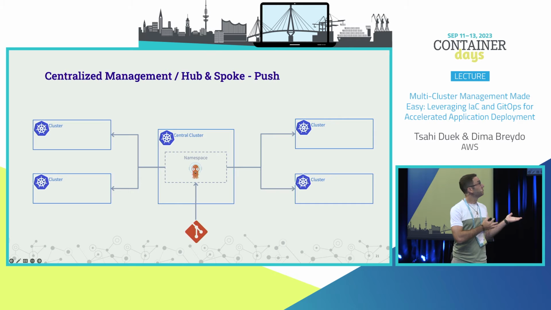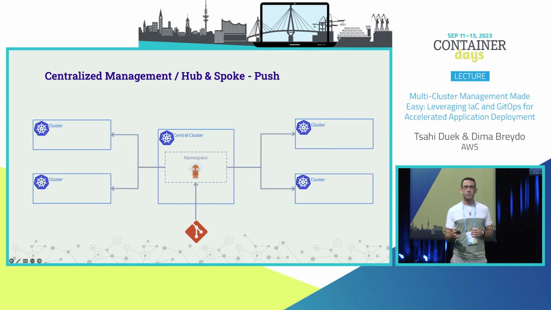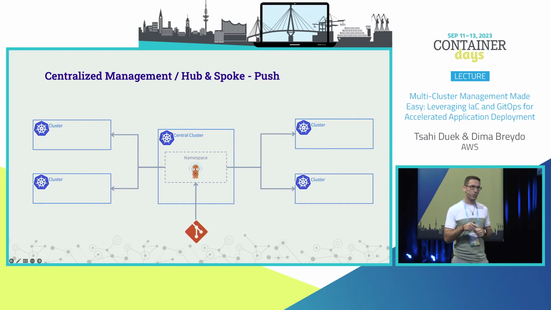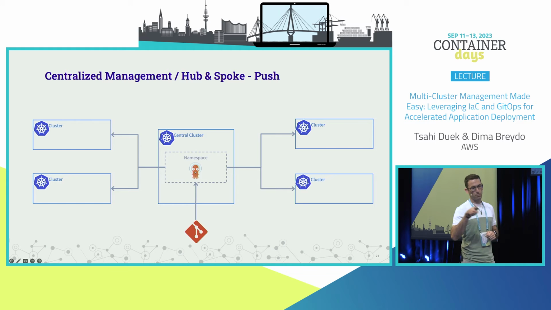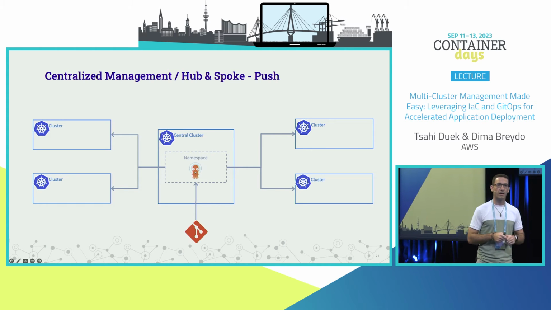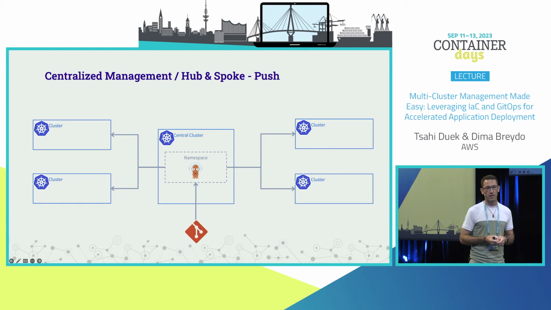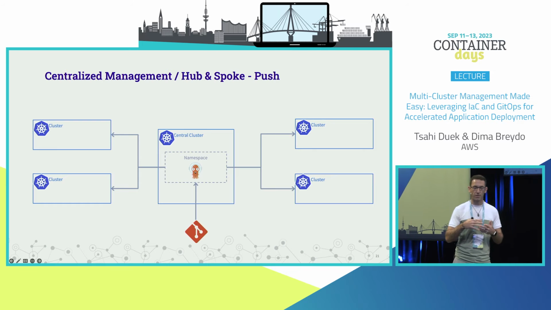The second one, you might call centralized management. We like to call it hub and spoke with a push model. It's usually used by platform teams that want to control and have a centralized place of bubbling or pushing up configuration to remote clusters. So this is where we have a centralized GitOps instance deployed on the central cluster, and it pushes to all the other clusters that are part of the network.